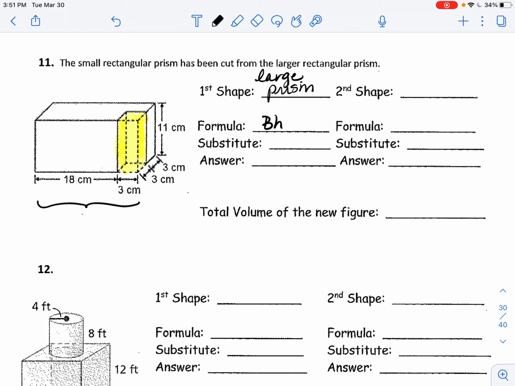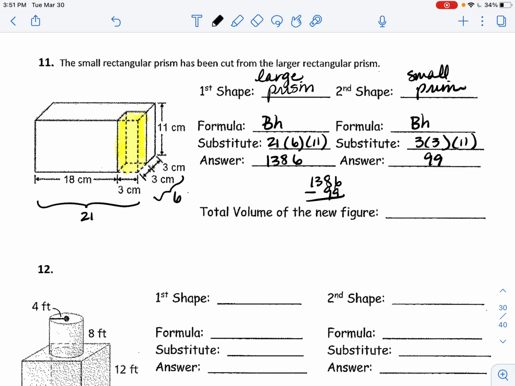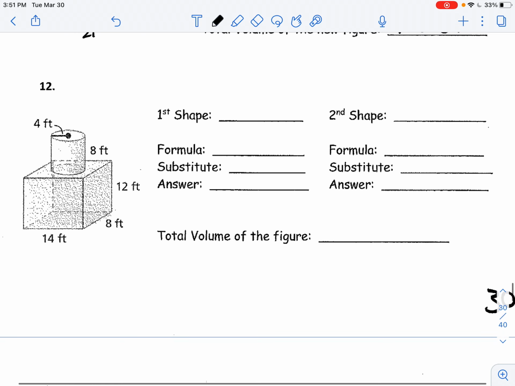Okay, so let's figure out what is the total length of this. Well, 18 plus 3 gives us 21. And the width, 3 plus 3 is 6, and then the height is 11. If we plug that into our calculator, 21 times 6 times 11 is 1,386. Now the small prism, same formula, base times height. And so this time the length is 3, the width is 3, and the height is 11. And so that's going to give us 99. When we subtract to find the difference, to find the remaining volume, that's 1,287 centimeters cubed.